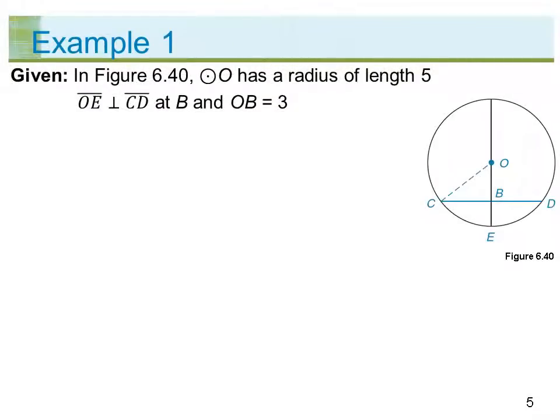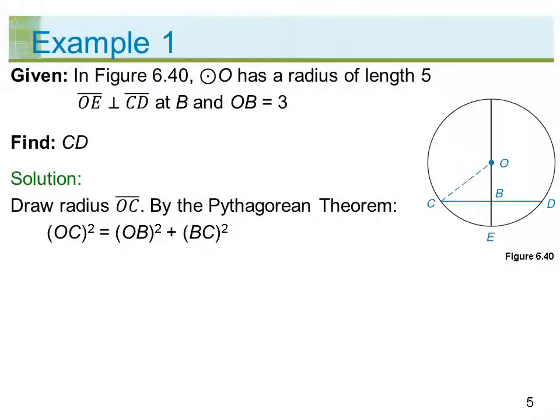Given, in Figure 6.40, circle O has a radius of length 5. Segment OE is perpendicular to segment CD at B, and length OB equals 3. Find length CD. Solution. Draw radius segment OC.